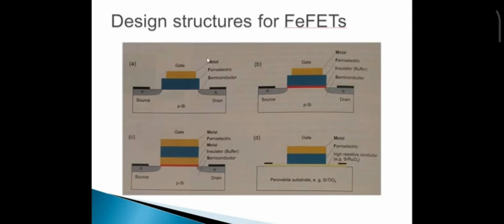There are different design structures. First one is the MFS structure, metal ferroelectric semiconductor. Second one is the metal ferroelectric insulator semiconductor structure. Third one is the metal ferroelectric metal insulator semiconductor field effect transistor structure. And the last one is metal ferroelectric with a high resistive conductive material as a gate structure. In the next slide, we will talk about these structures.